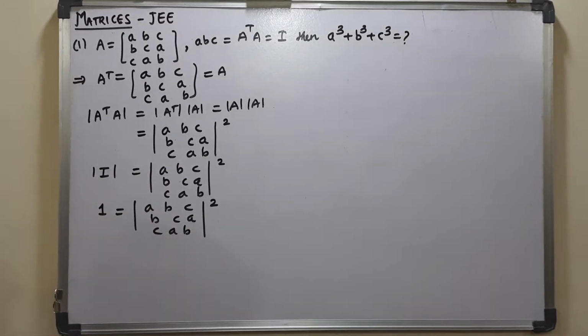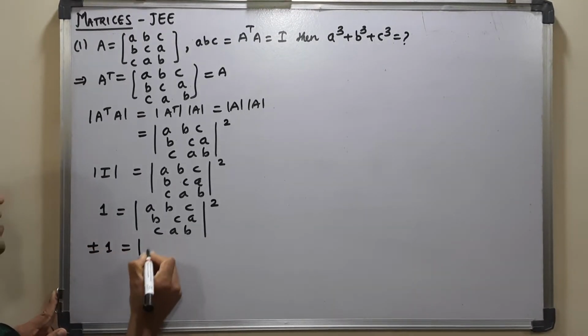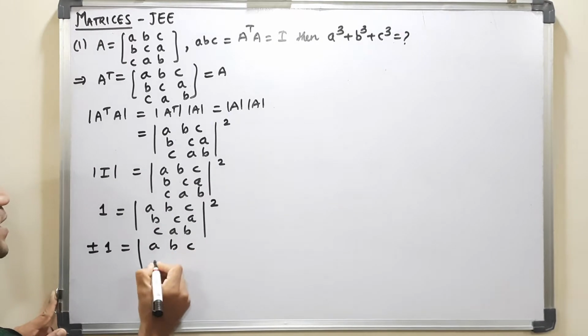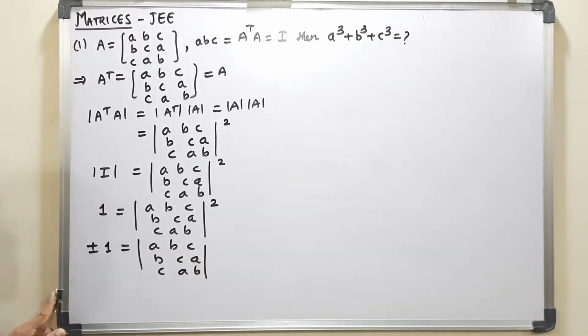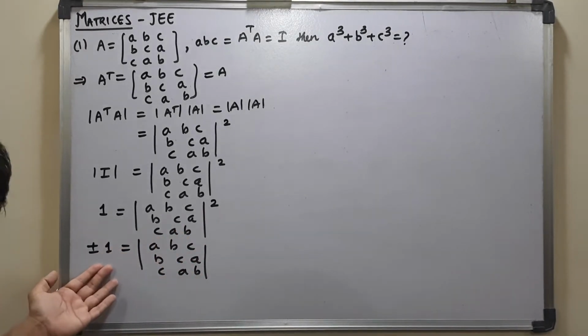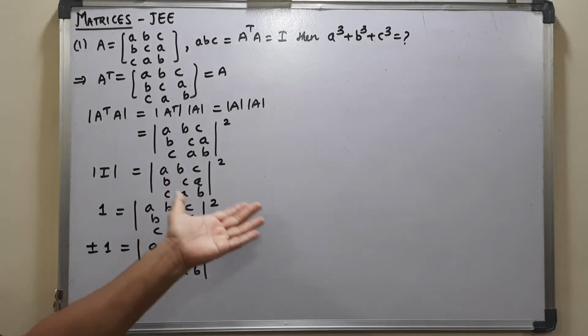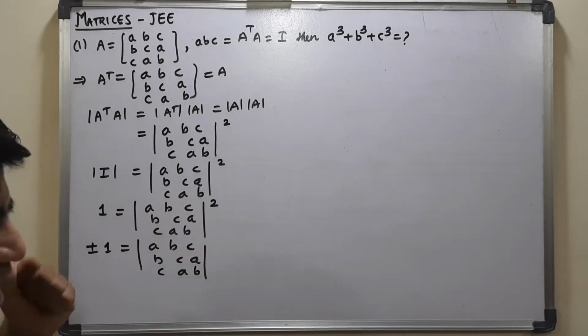And obviously it is here 1, so it is surely going to become plus minus 1 is equal to determinant value of ABC. It was square over here, so by square root we get plus minus 1. It is determinant, it is not matrix, it is determinant, so obviously you can get the value.